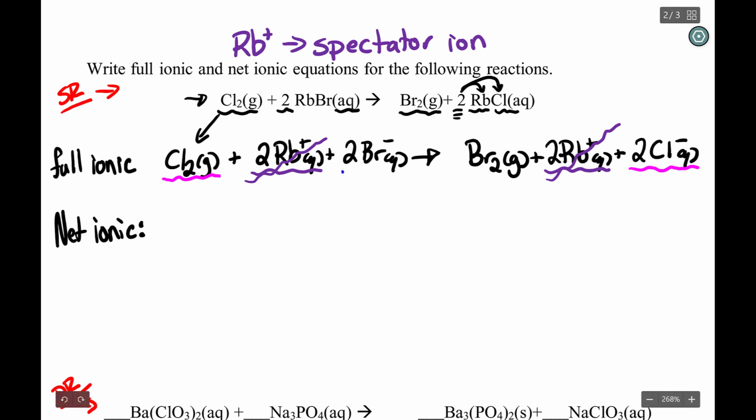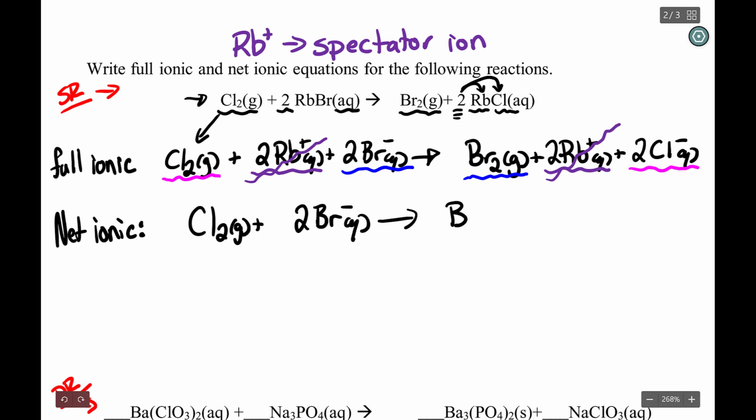Lastly, I've got 2 Br minus aqueous, which is an ion, turning into Br2 gas, which is a molecule. This is a change and it is not a spectator. So I've got to leave everything in other than Rb plus in order to make the net reaction. So I have Cl2 gas plus 2 Br minus aqueous turning into Br2 gas plus 2 Cl minus aqueous.